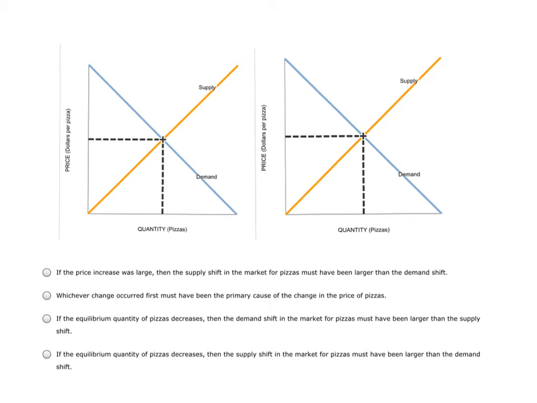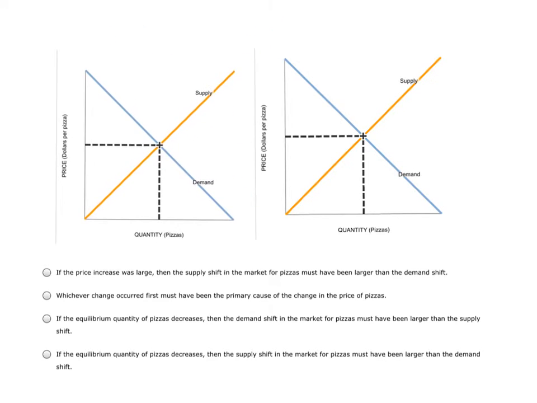So, first scenario was that there's going to be an increase in the cost of dough, which would increase the costs. That would cause a supply shift to the left, a decrease in supply, which would lead to higher equilibrium price and lower equilibrium quantity. Right?